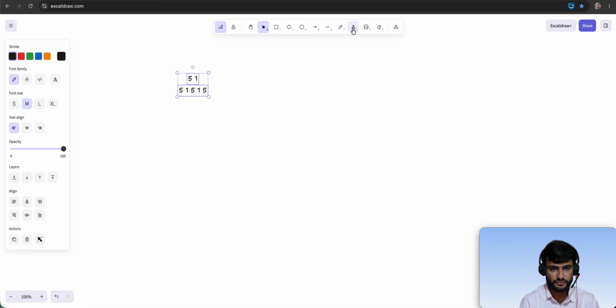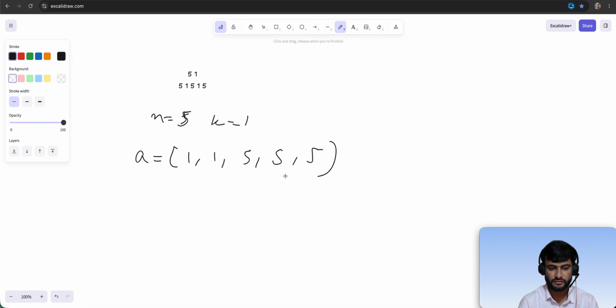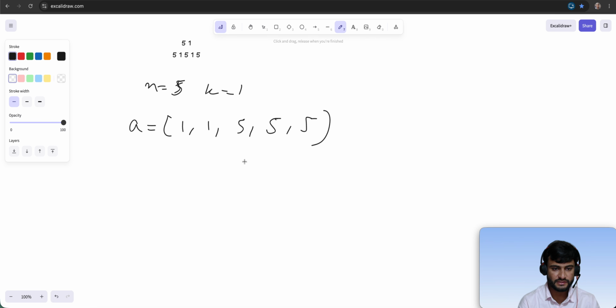Okay, so first of all, let's sort the elements of the array. After sorting, n equals 5, k equals 1, and our array becomes 1, 1, 5, 5, 5. This is our array after sorting. Notice that for the optimal first move, Arsani can pick 5. So our array will be 1, 1, 5, 5 because Arsani picked 5 and removed it.